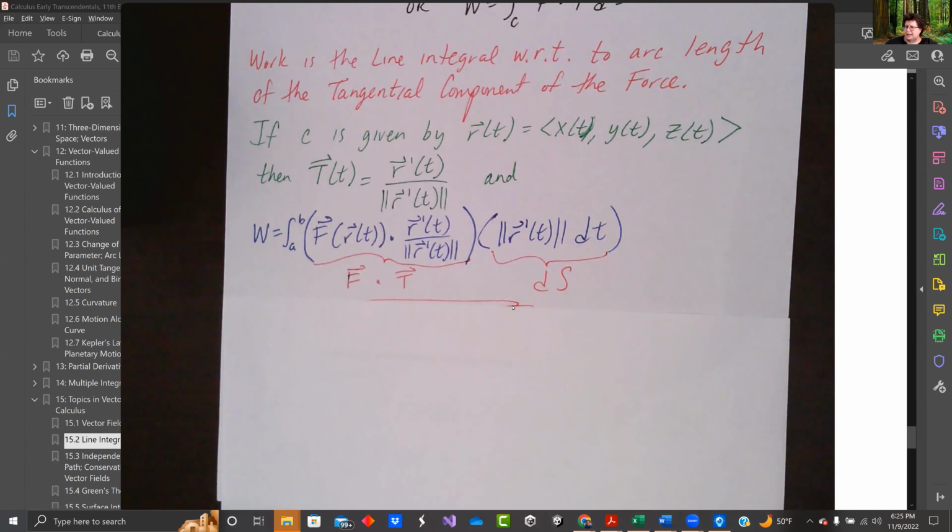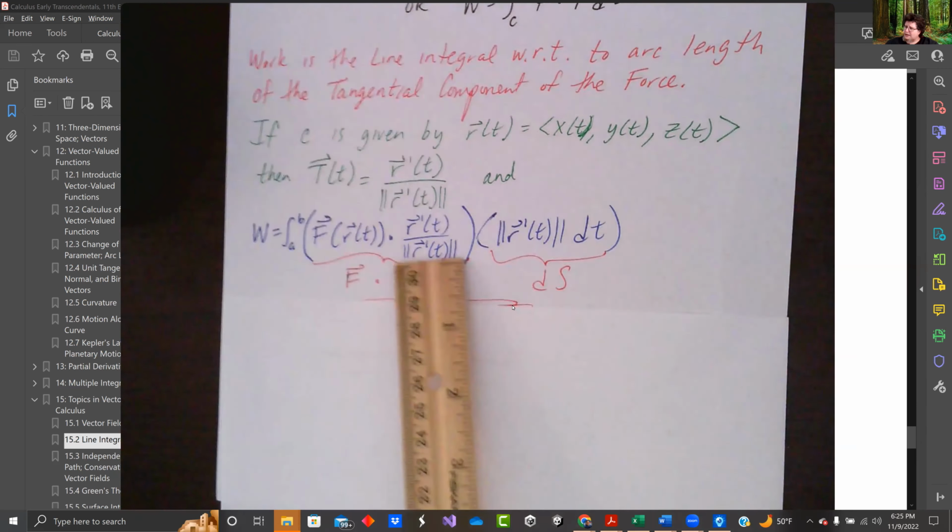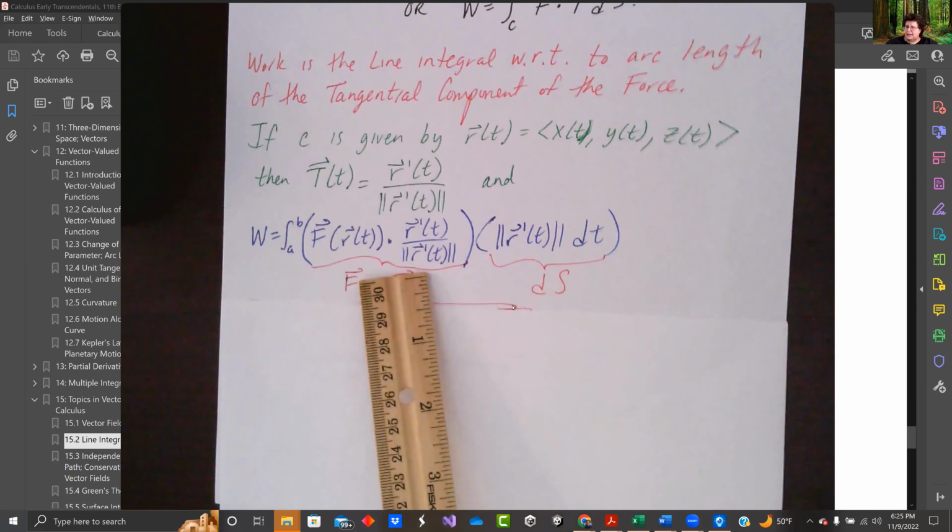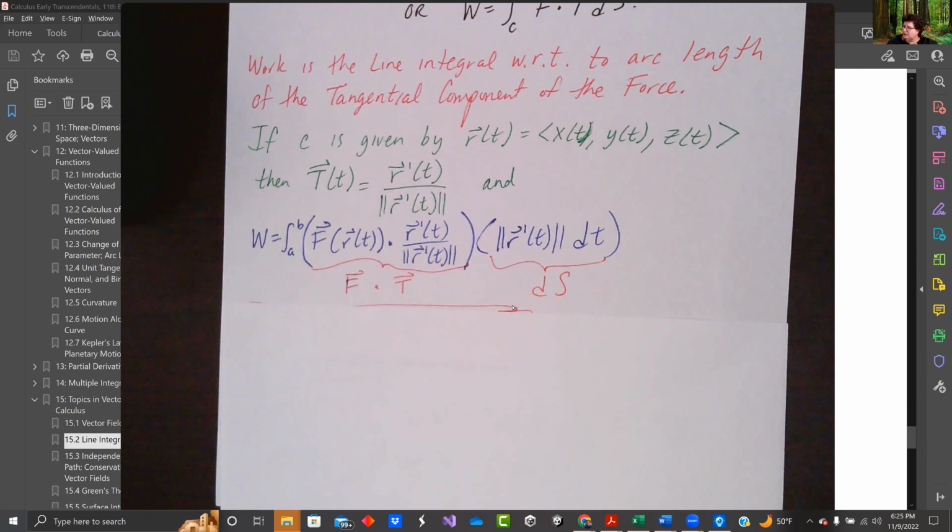So I'm just plugging in what we know with r of t and our tangent vector being related to r. So F of r of t, then T is r prime over the magnitude of r prime, and ds is the magnitude of r prime dt. Notice the norms cancel out from ds and our tangent vector, and we get F of r dotted with r prime dt.